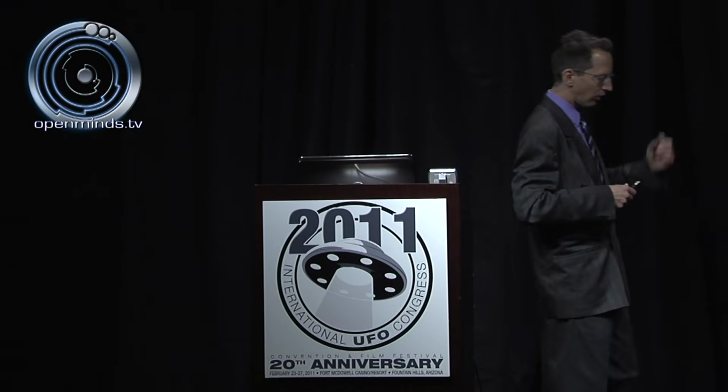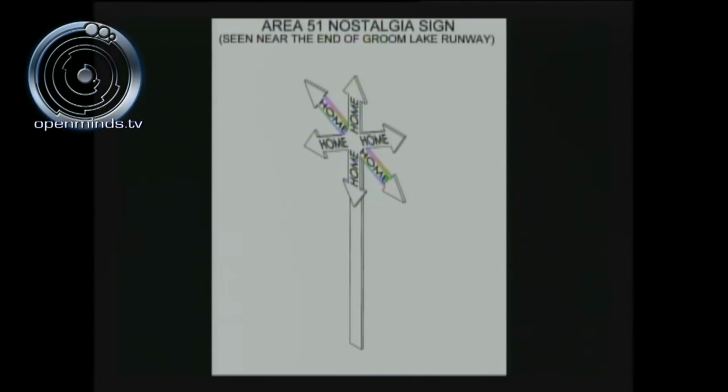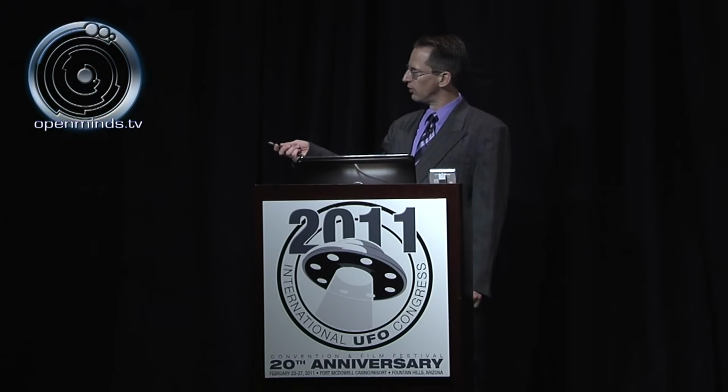There is a very interesting piece of nostalgia at the end of Groom Lake Runway, according to Dan Burisch. There is a sign there that has multiple arrows pointing in every direction, and the sign says home. And this is a symbolic message that what takes place at S4, perhaps Groom Lake, home is underground, it's in outer space, it's north, it's east, it's west, home is everywhere. There's a symbolic encrypted message being employed in this symbol here.